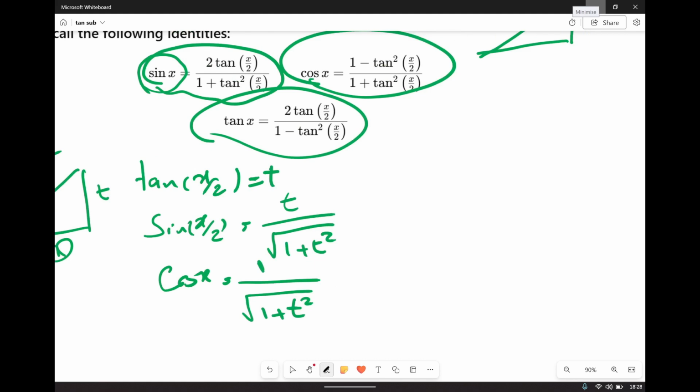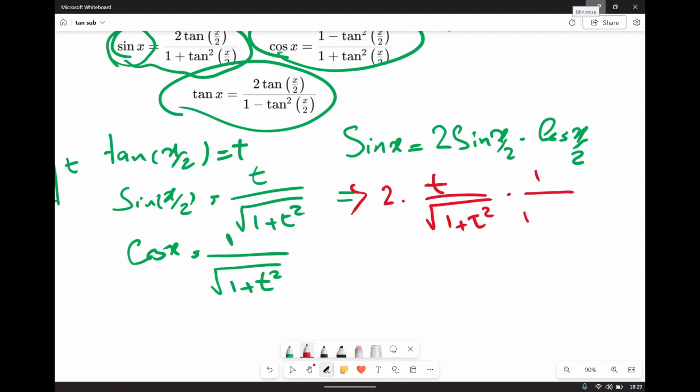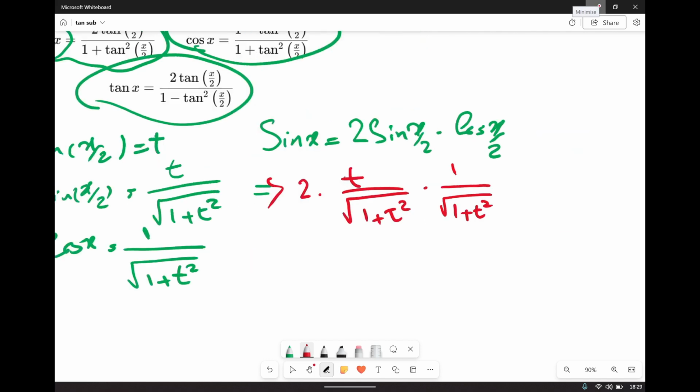Now I'm going to calculate sine x. By trigonometry ratios we know sine x is exactly 2 sine x over 2 times cosine x over 2. Yes, I just substitute in here. Therefore it is 2 times t over radical 1 plus t squared times 1 over that radical, and the answer is 2t over 1 plus t squared. Am I right? But another one we know by trigonometry ratios. Also guys, all of these I proved in the trigonometry, you can follow my trigonometry playlist.